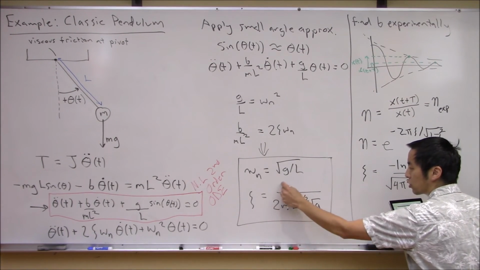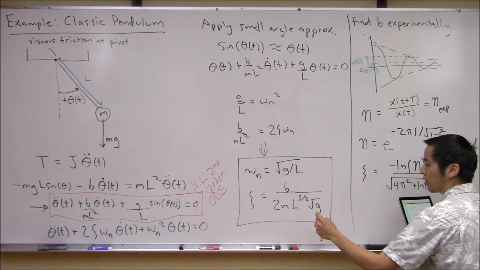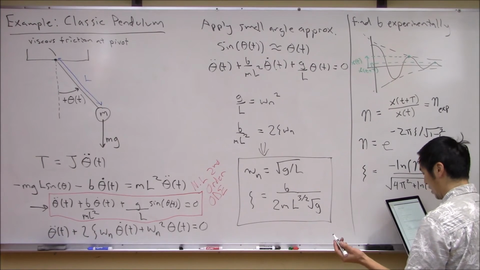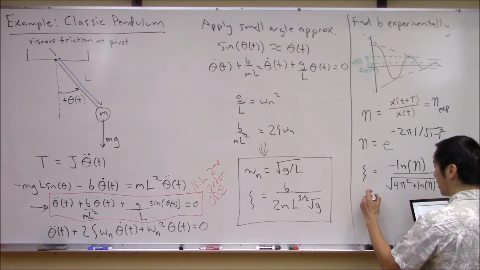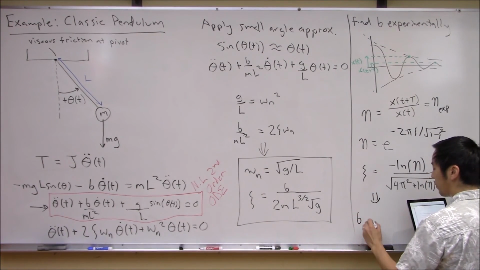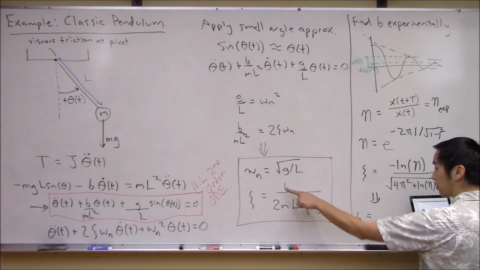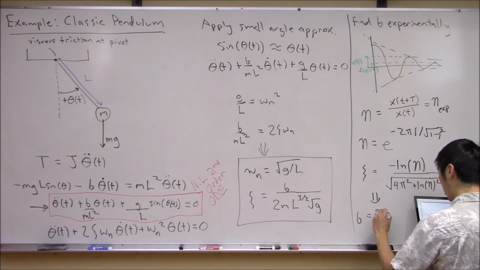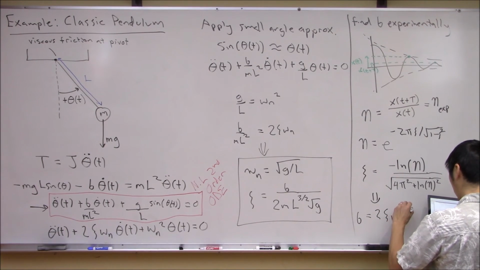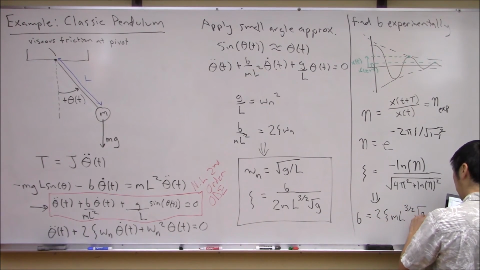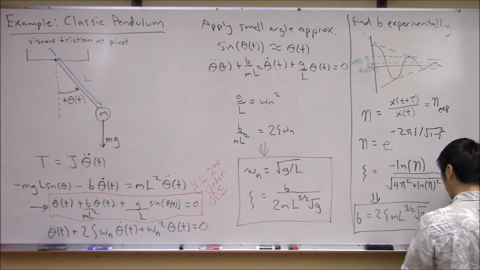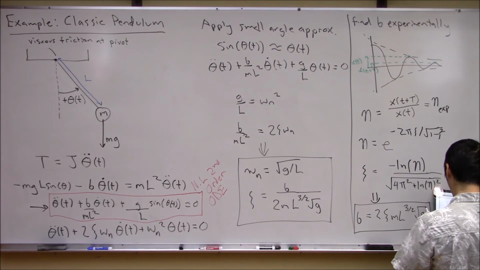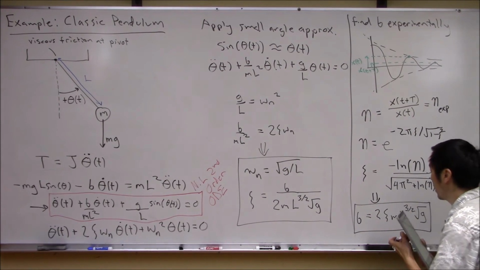So look at this. You can just solve for B here, because again, we said you can measure the mass, the length, and the gravity. Those are all pretty easy. So at the end of the day, you can obtain beta experimentally by solving for B here. That is just B equals 2 times zeta times m l to the 3/2 times square root of g. So this is actually pretty interesting.